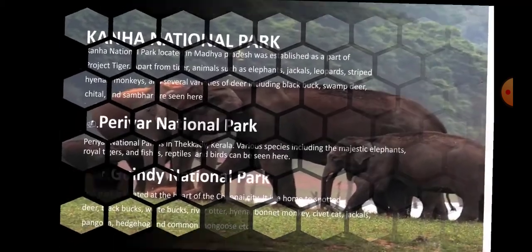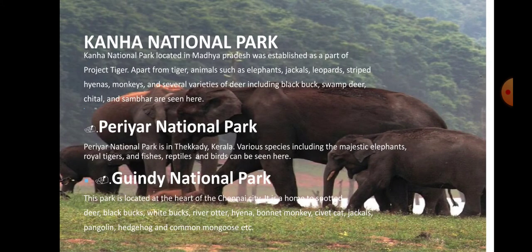Now let us move on to the fifth park, Khana National Park. It is located in Madhya Pradesh, and it is a very suitable part of Project Tiger. Can you see, mostly you can see tigers in major national parks. Majorly, they are trying to conserve the tiger here. Students, the tiger is one of the animals you can mostly see in India, so that is how our government as well as other private sectors are trying to preserve it.